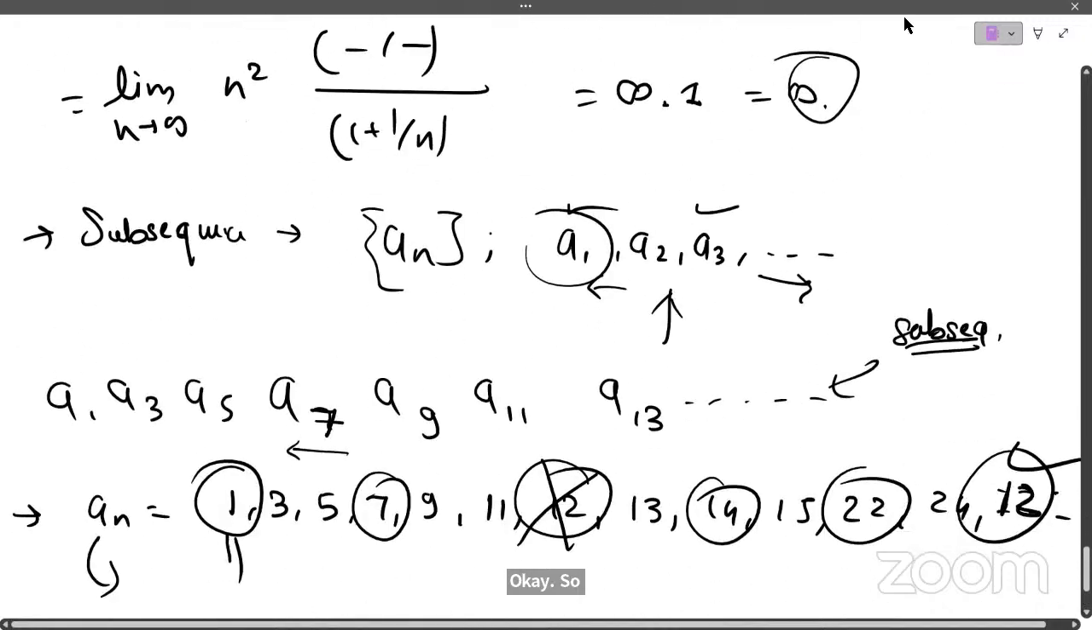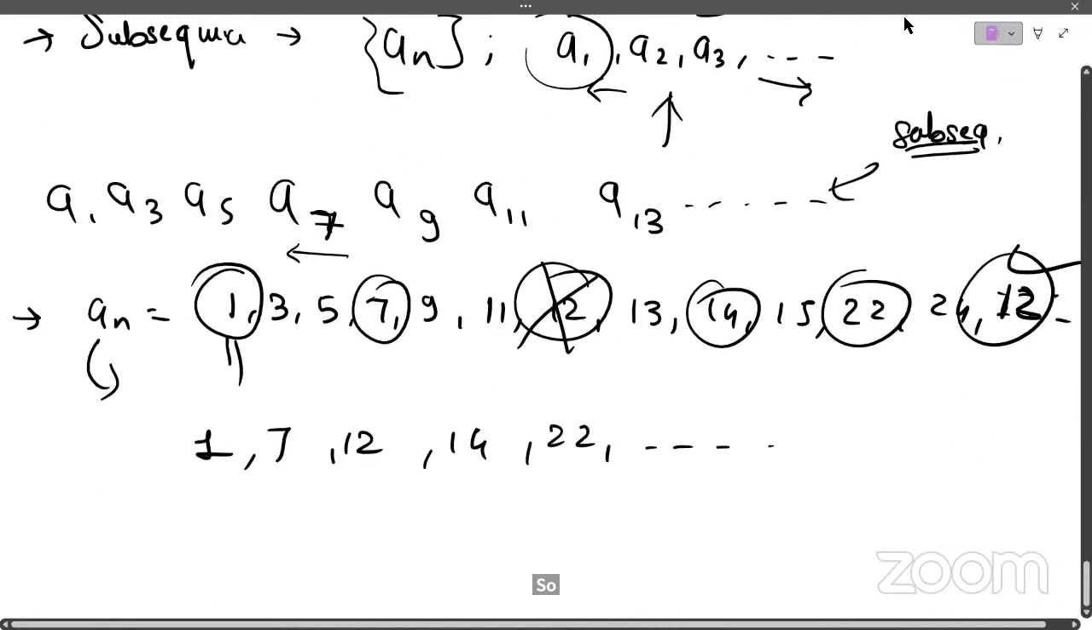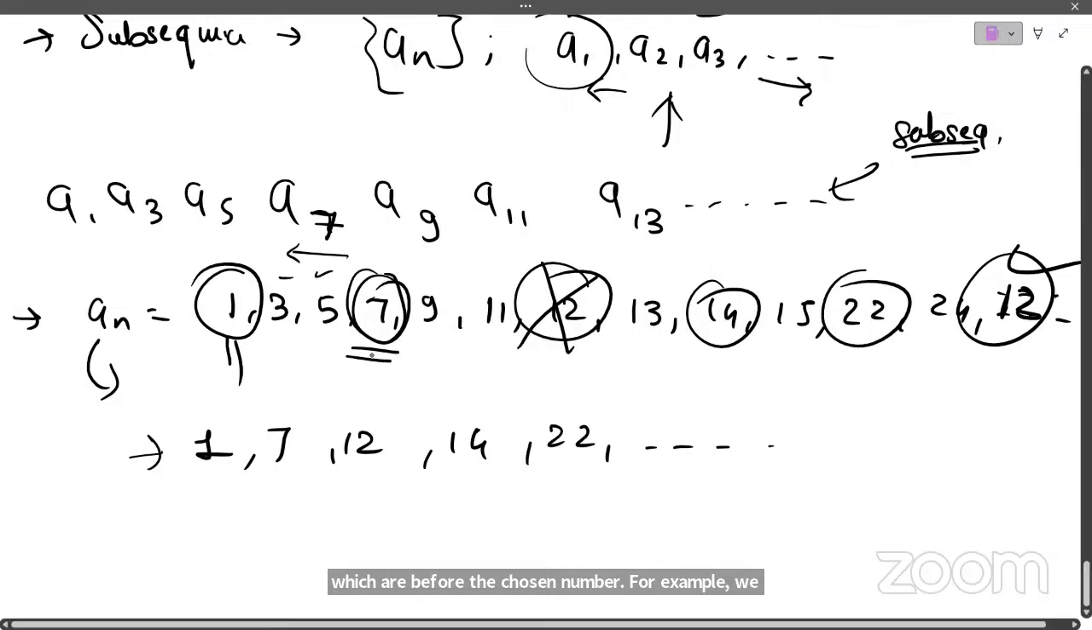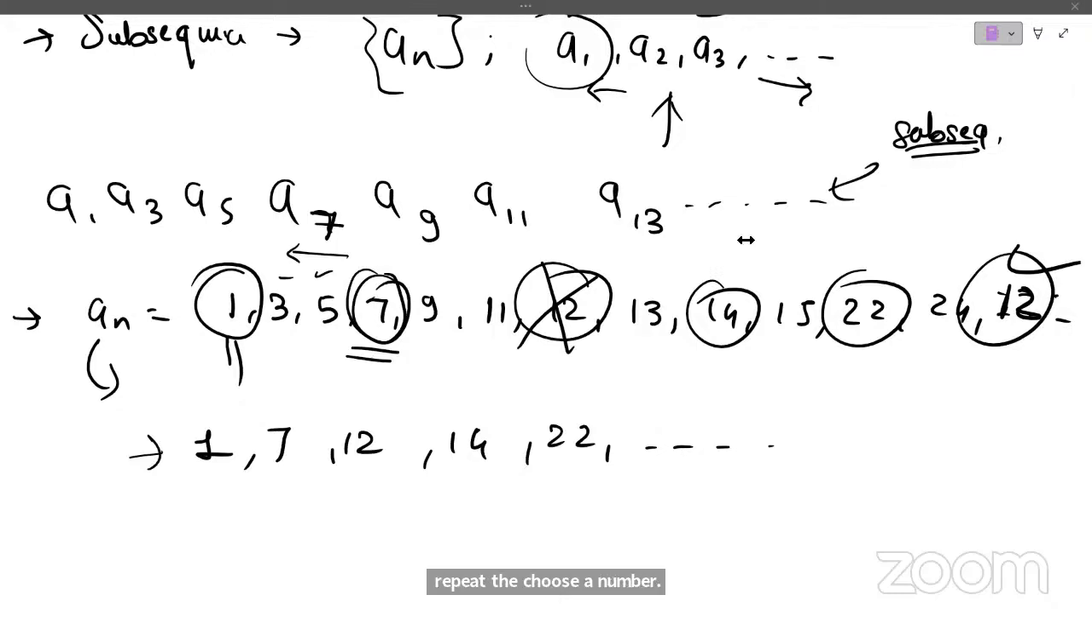So everyone gets the intuition of what a subsequence means. You have to randomly pick some elements from the sequence and make a new sequence. But there are two restrictions. First, you cannot choose the elements which are before the chosen number. For example, we cannot choose 3 and 5 if I choose 7. And the second thing is that you cannot repeat the chosen number. Okay, so these are the main points.